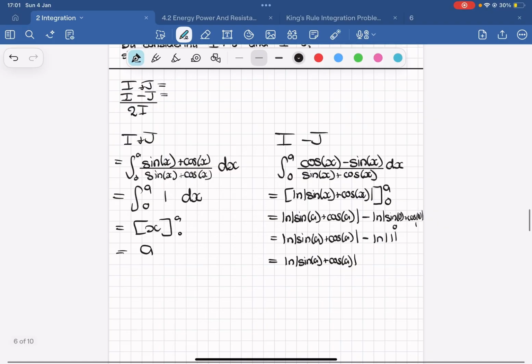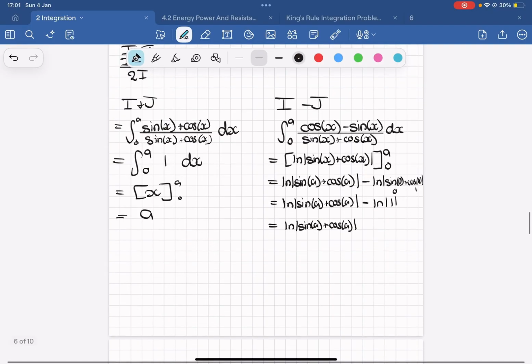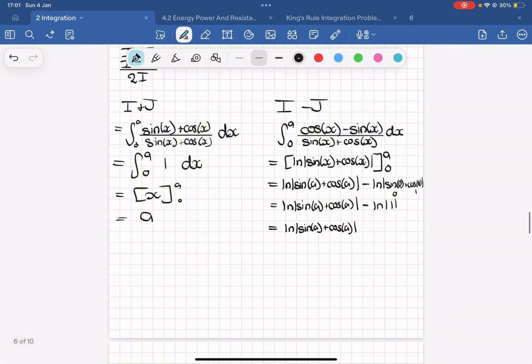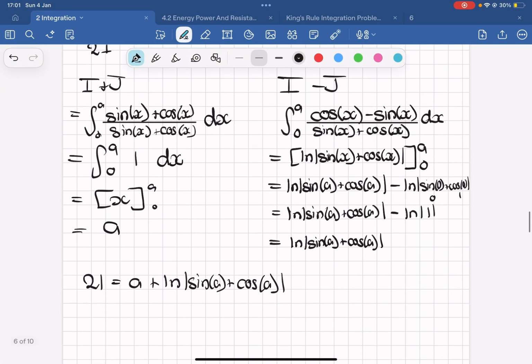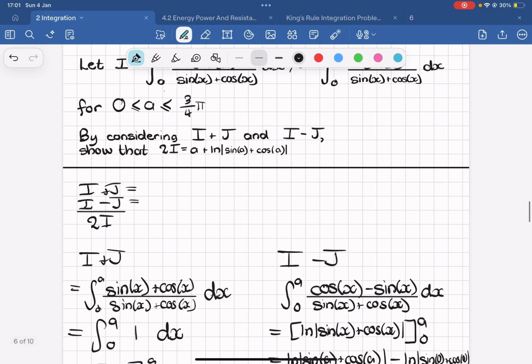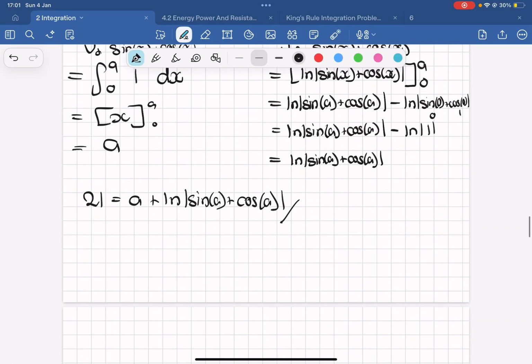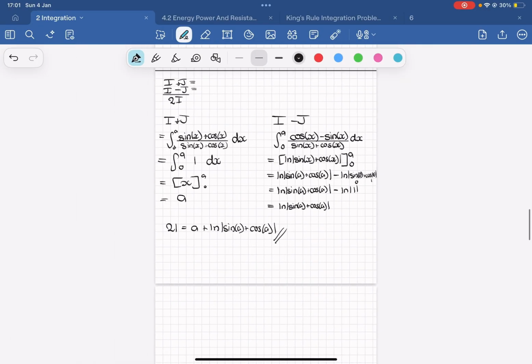Now that we've got these two values, we can simply go ahead and sum these two. So we have 2I equals a plus ln sine a plus cos a. Now if you scroll up, this matches what we need to show, so we can say this has been shown. Now on to part 2.